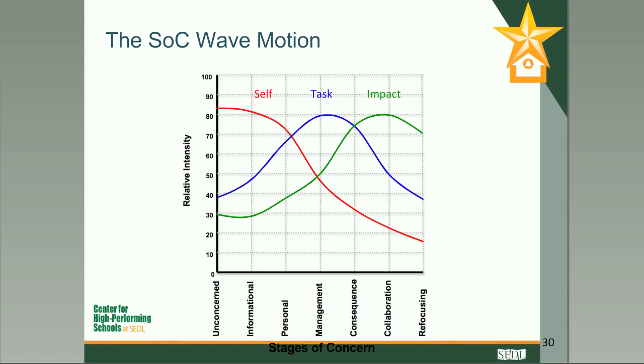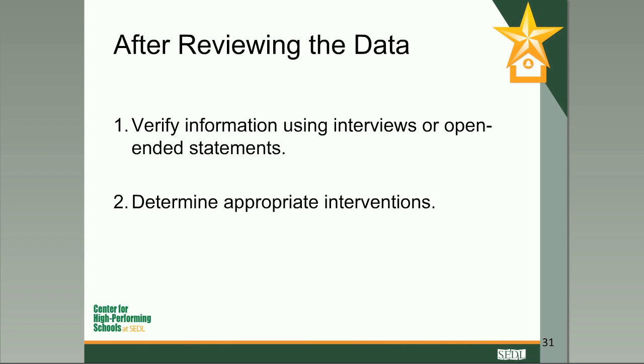And so that's essentially how we would typically approach the idea. Again, concerns aren't bad. It's good to have concerns. It's good to have these different relative intensities for each of these items. But then what's really key is what you do with that information. So what we'd recommend first, and again, this is something we'll talk more about in the longer webinar series, but the first thing would be really to verify the information that you see in the surveys using some interviews or some open-ended statements.